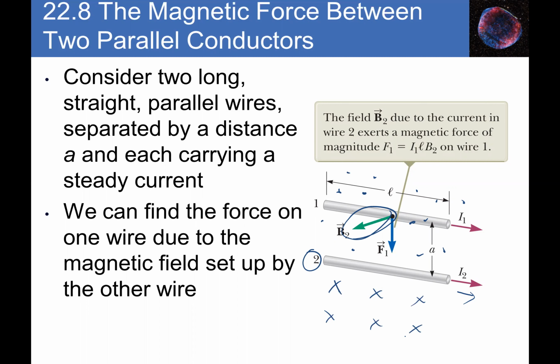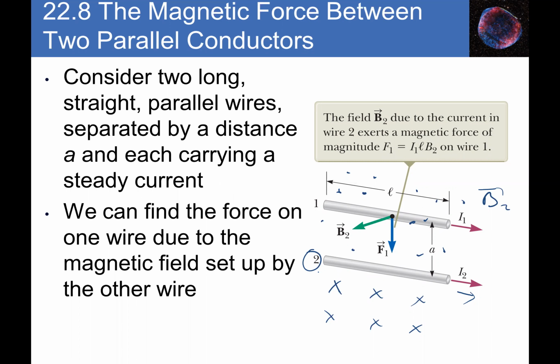So this is just magnetic field 2. That means I'm only considering the magnetic field generated by wire 2. Everywhere above it, the magnetic field is out of the page, and everywhere below wire 2, the magnetic field is into the page. Again, using the right-hand rule, I can figure that out.